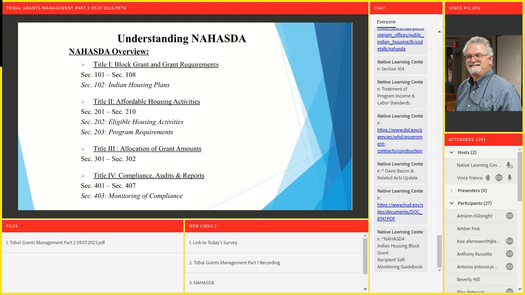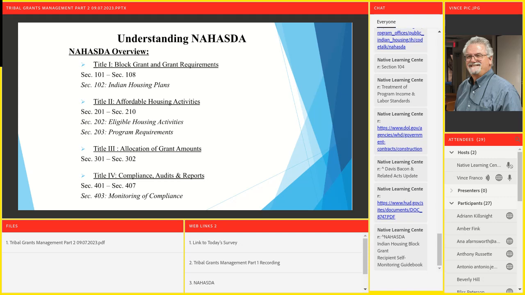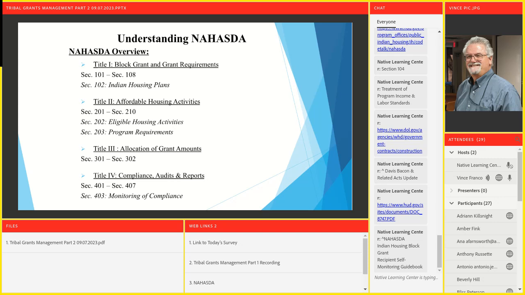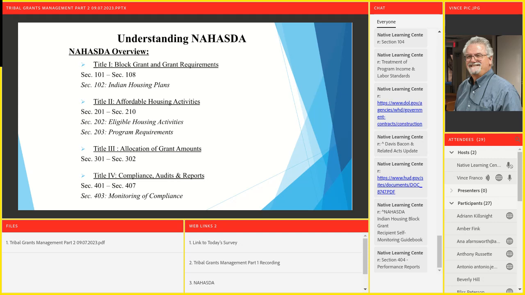What you don't have on there is section 404. You can write this in if you wish. Section 404 is performance reports. Very important. Didn't make the cut here, and that was an accident. But section 404 under Title 4 is performance reports. That's where the legislation talks about the IHP by name, Indian Housing Plan, that it has to be done on an annual basis. Thank you. On an annual basis, section 404.